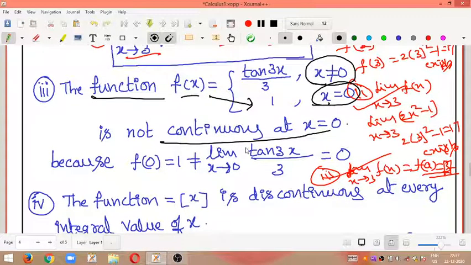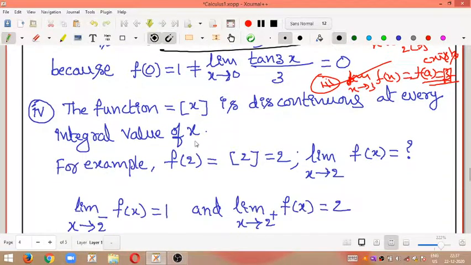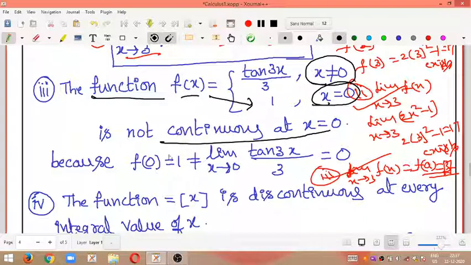See here, how we check it. f of 0 means, if x is equal to 0, it is 1. So f of 0 is equal to 1. And the limit as x tends to 0 of f of x.